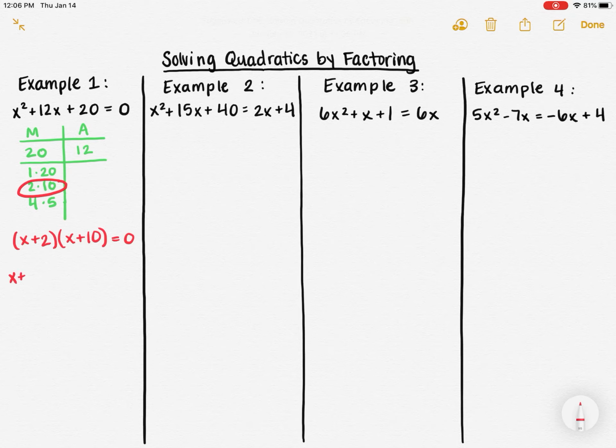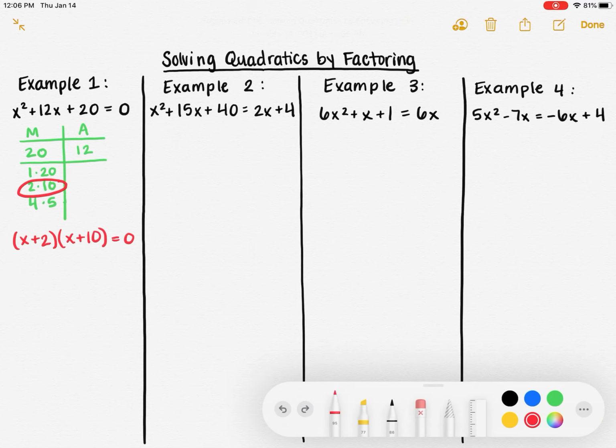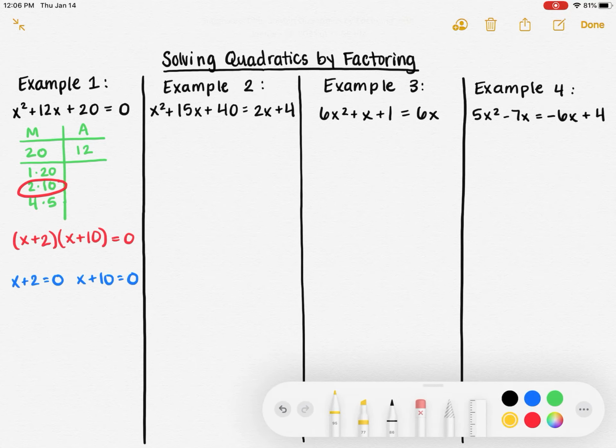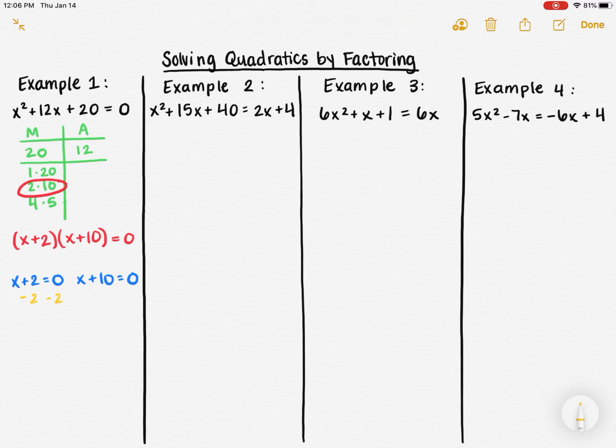So x plus 2 equals 0. Or x plus 10 equals 0. And solving these two equations will give me my two solutions. So of course, to solve this, I need to subtract 2 from this equation. That gives me the solution of x equals -2. And then subtract 10 from this equation. That gives me the solution of x equals -10. So my two real solutions for this equation are x equals -2 and x equals -10.